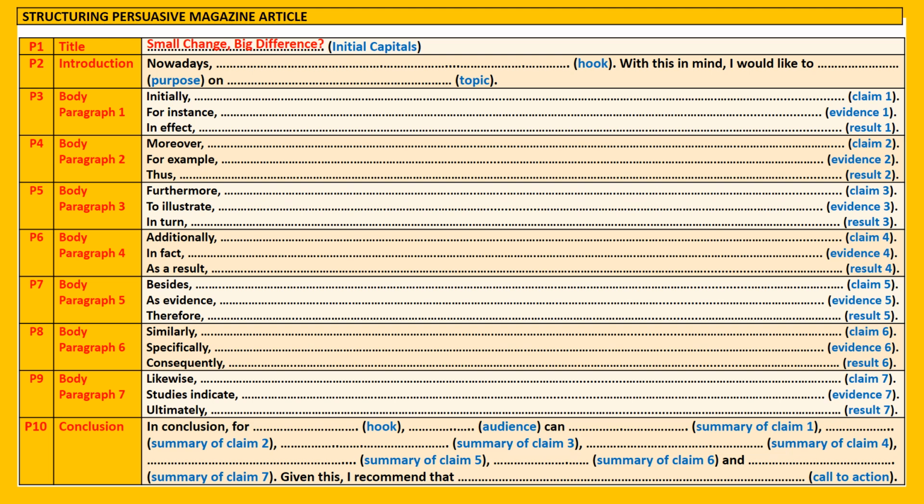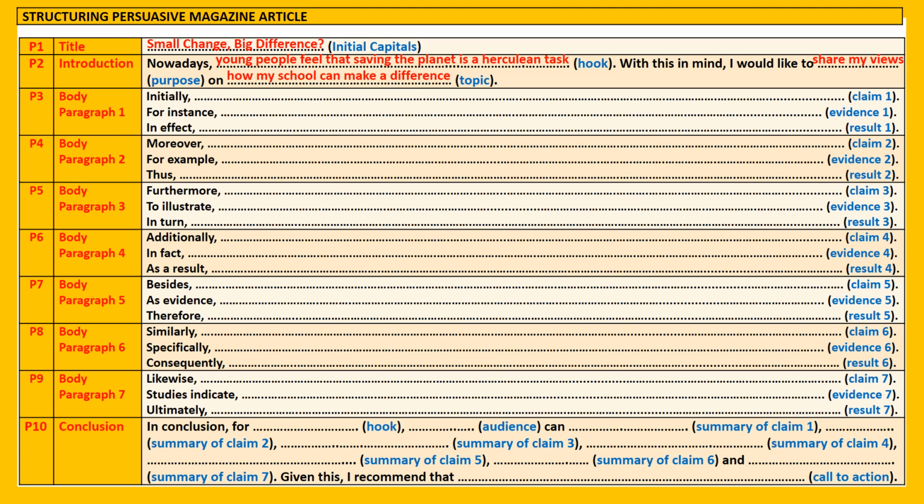For P2, that is introduction, begin the article with a compelling hook that aligns with the topic. This should effectively capture the reader's attention. Following the hook, clearly state the purpose of the article and conclude the introduction by explicitly mentioning the topic that will be discussed. P3 to P9 compose 7 body paragraphs that detail the topic.